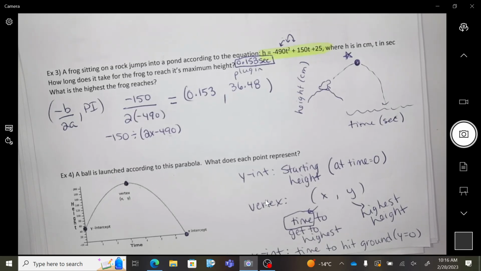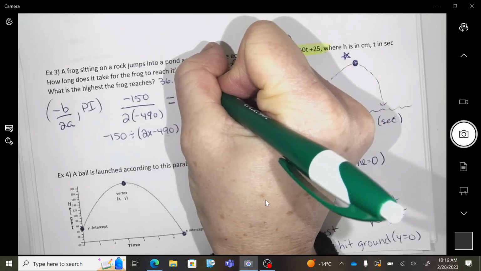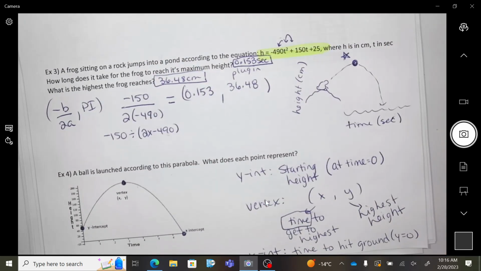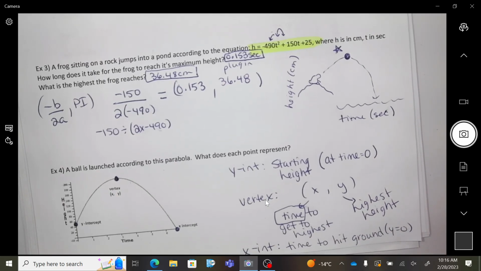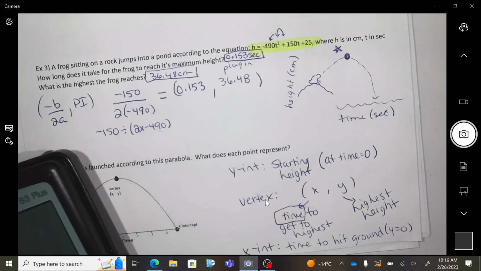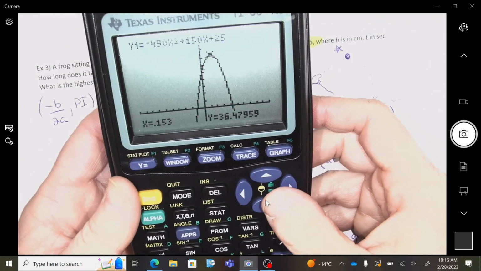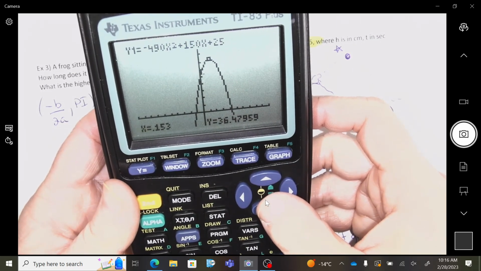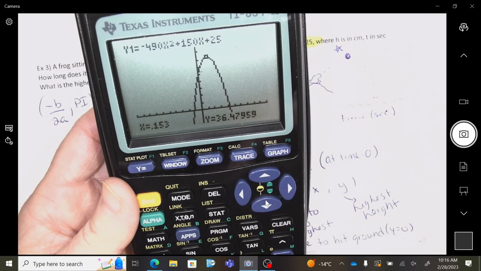What is the highest height the frog got to? 36.48 centimeters. Okay, so those are the answers. So in applied math, we do this kind of stuff. We just type it into here. So you can see my parabola, and I calculated that by just typing in my calculator.